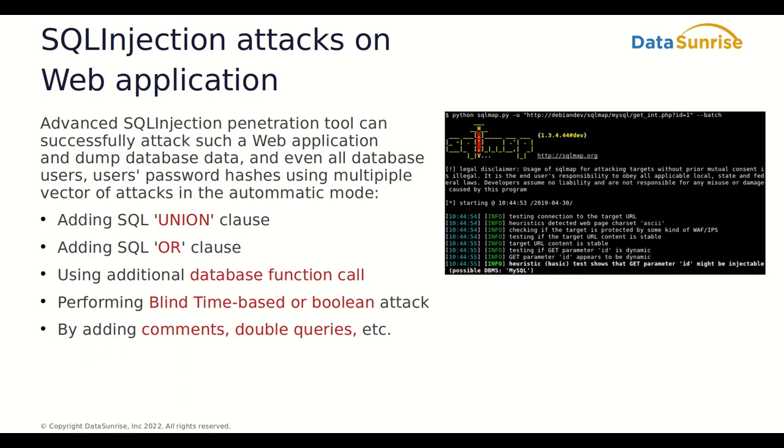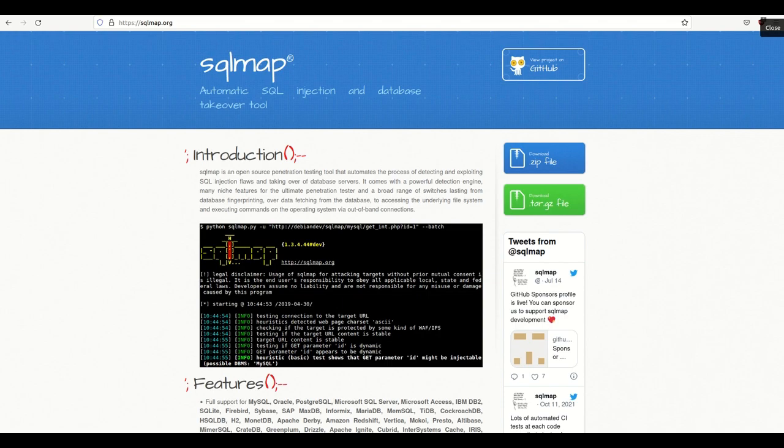Advanced SQL injection penetration tools can successfully attack such a web application and dump database data and even all database users' password hashes. A penetration tool such as SQL map can use multiple vectors for such an attack. For this demo, I will use the open source SQL map database penetration tool. SQL map is not a part of DataSunrise security suite. This tool is freely available and we'll use it in this demo.